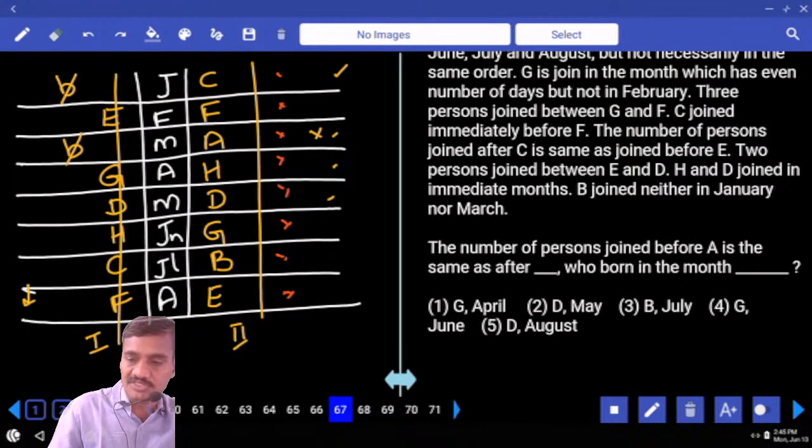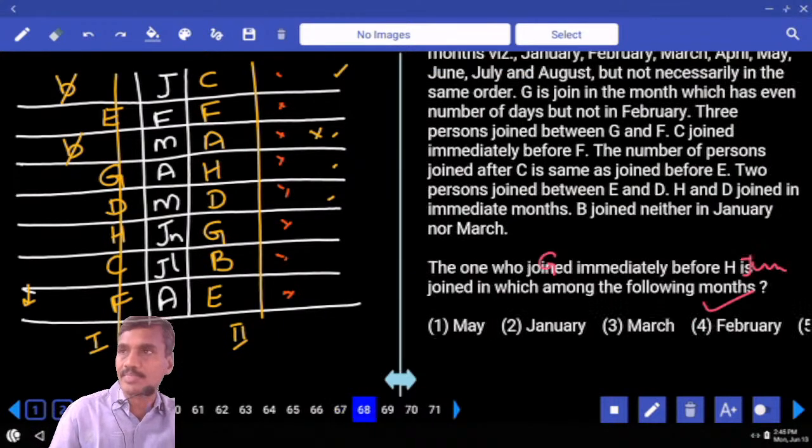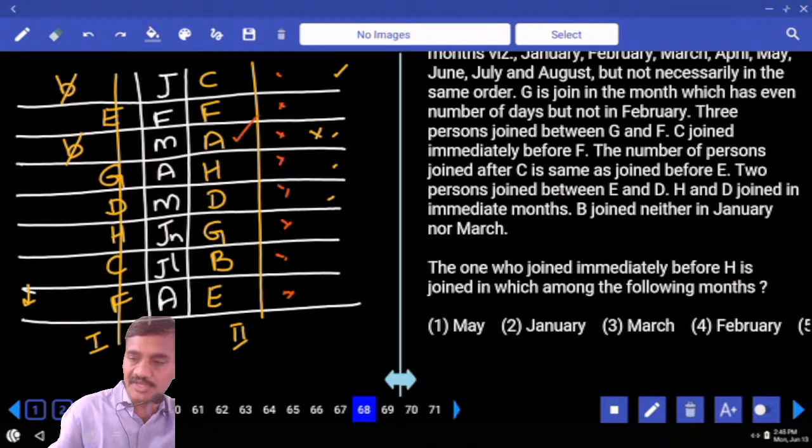And next one, the number of persons joined before A. There are 2 persons, same as after whom? After G. And G joined in the month of June. Hence G, June, that is choice 4, question number 67. And 68, the one who joined immediately before H, that is A, joined in which of the following months? A joined in the month of March, that is choice 3, question number 68.